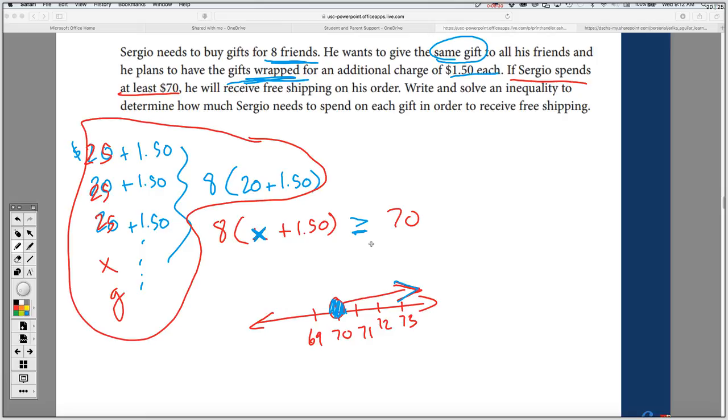Okay. So there's two ways to solve, remember? Sometimes one way is easier than the other, though. So I can divide by 8, but does 8 go into 70 evenly? No, so this one would not be the easy way. It would if it was something like 80, because then I would say 10 greater than or equal to x plus $1.50. But this is not 80. So I wouldn't do it this way, since it was 70. What's the other way?